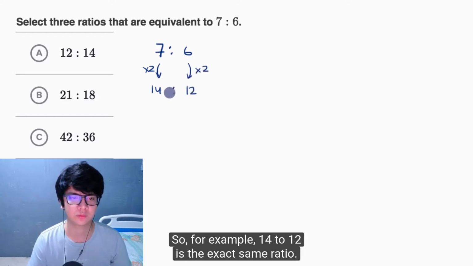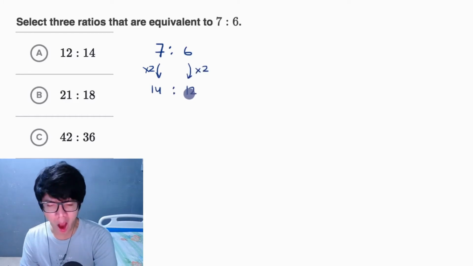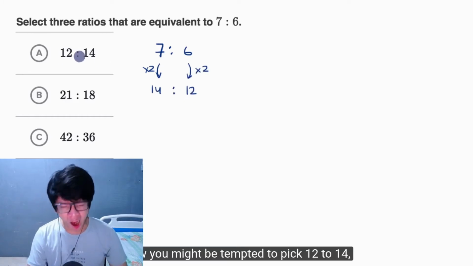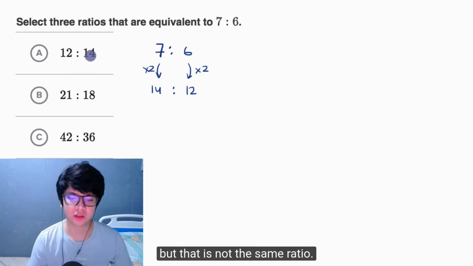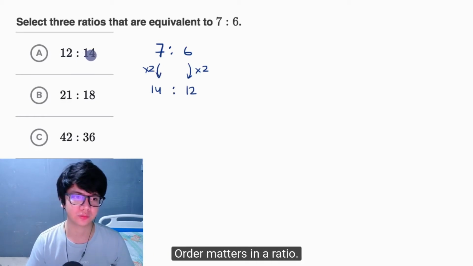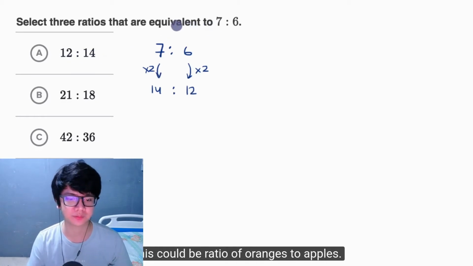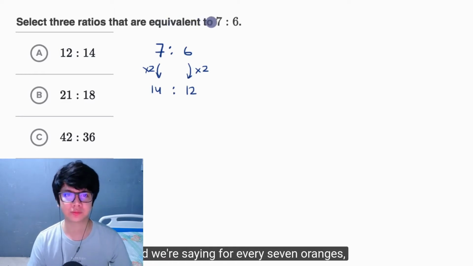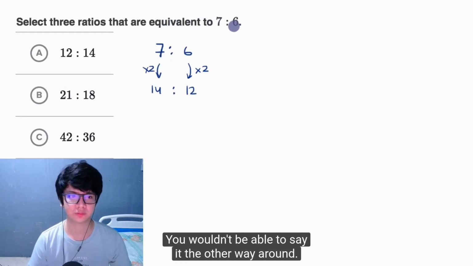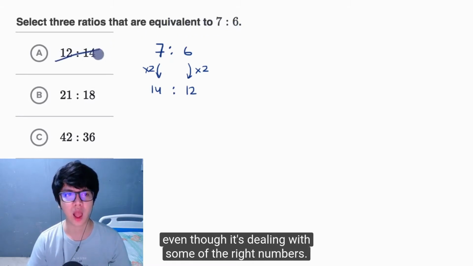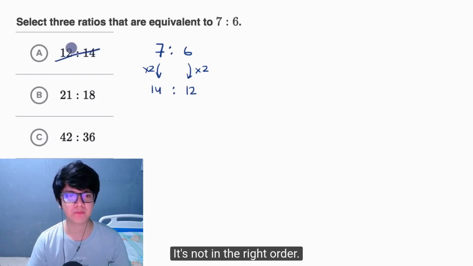So for example, 14 to 12 is the exact same ratio. Now you might be tempted to pick 12 to 14, but that is not the same ratio. Order matters in a ratio. This could be the ratio of oranges to apples. And we're saying for every 7 oranges, there are 6 apples. You wouldn't be able to say it the other way around. So you would rule this one out, even though it's dealing with some of the right numbers. It's not in the right order.